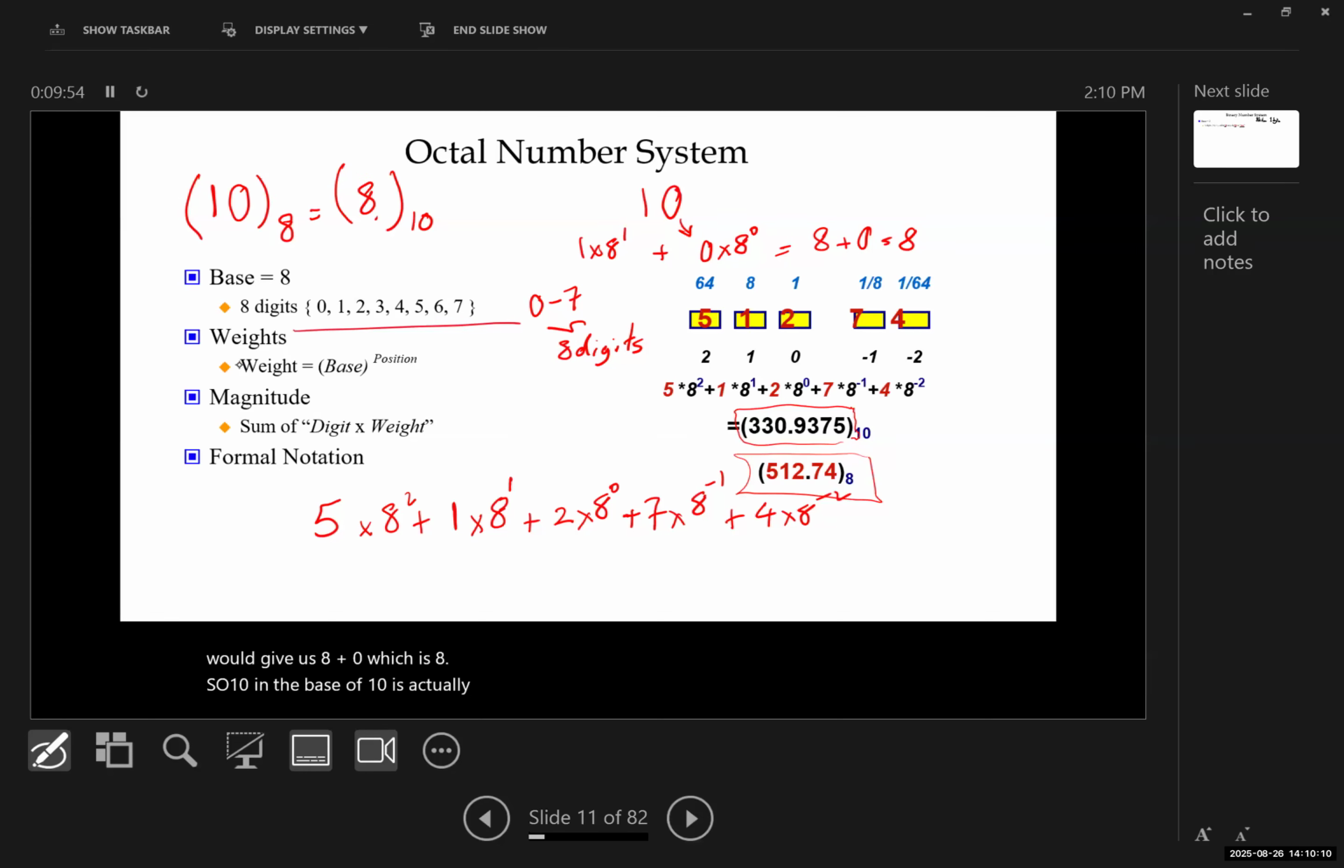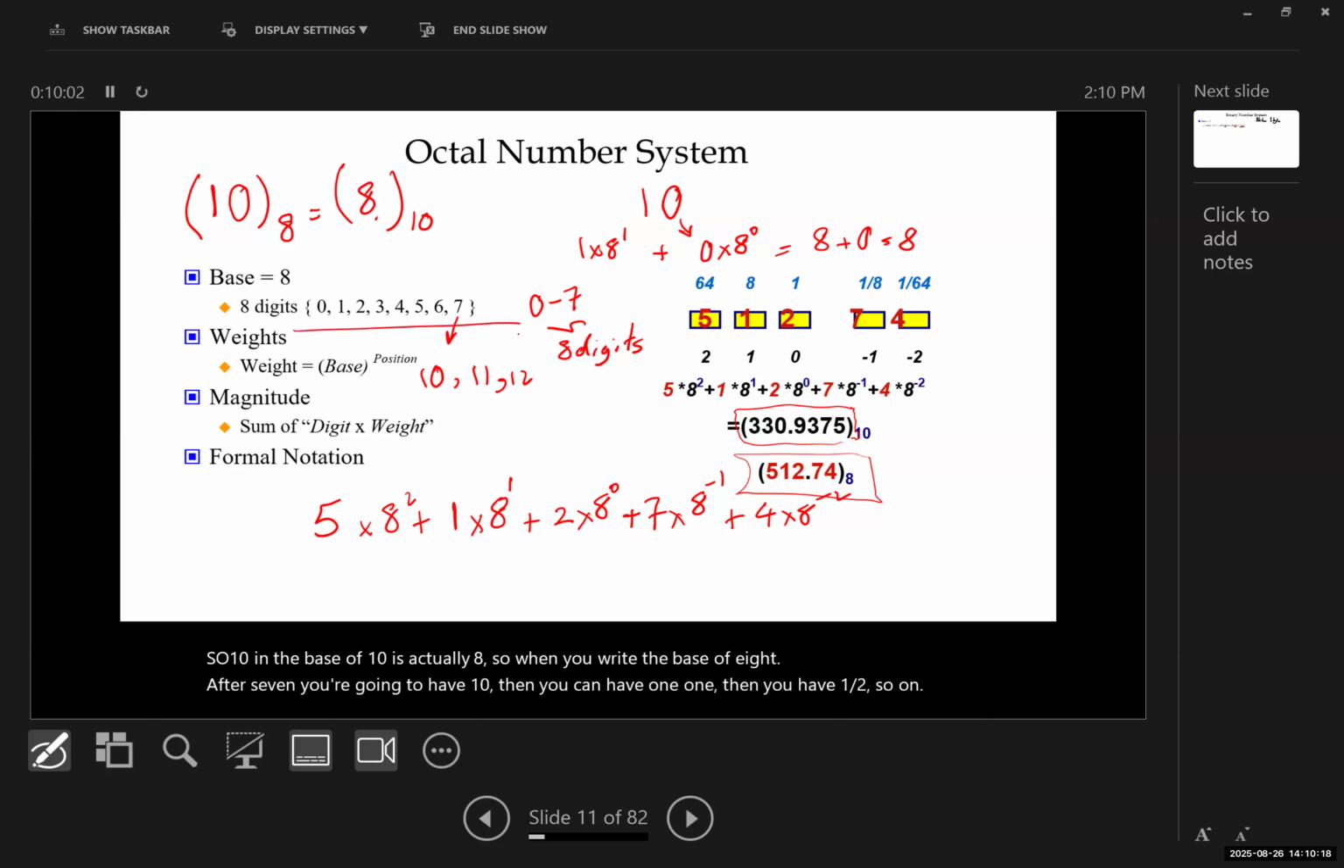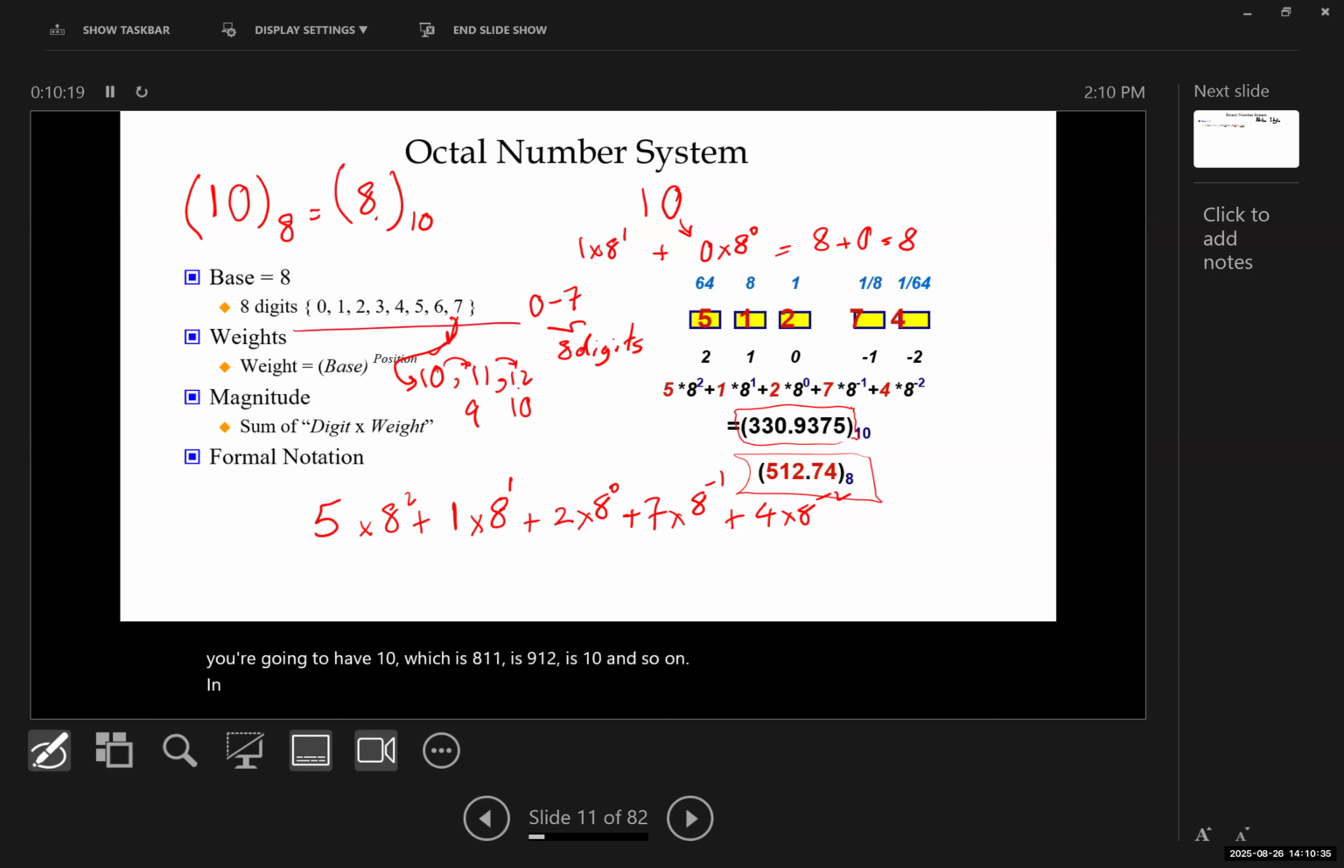So when you write in the base of 8, after 7, you're going to have 10. Then you have 11, then 12, and so on. You don't have the digit 8. After 7, you're going to have 10, which is 8, 11 is 9, 12 is 10, and so on. And this is an octal number.